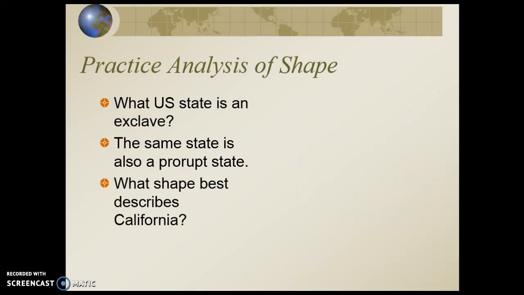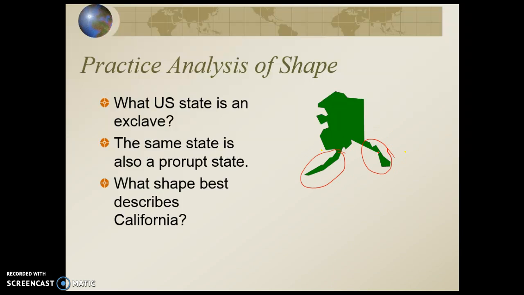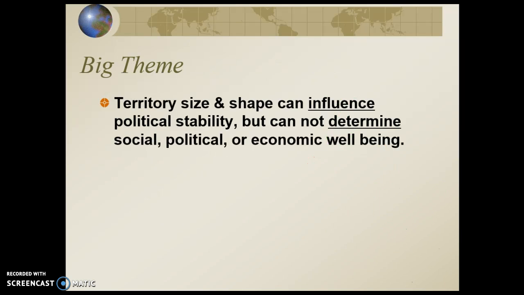So thinking about this, a little bit of analysis on shape: what U.S. state is an exclave? The same state is also prorupt. And what state shape best describes California? So think about those for a second before we move on to the next slide. And we've got Alaska, right? It's prorupt. It's also an exclave. And what shape best describes California? Elongated, right? California is an elongated state, and you have a Northern California culture and a Southern California culture. And sometimes Northern California wants to separate and form their own state. Boom. There it is. Okay.